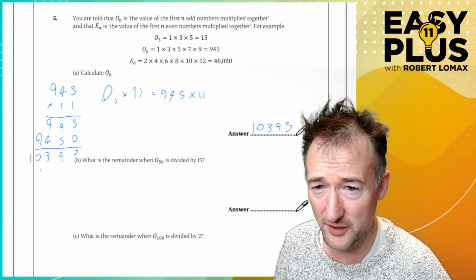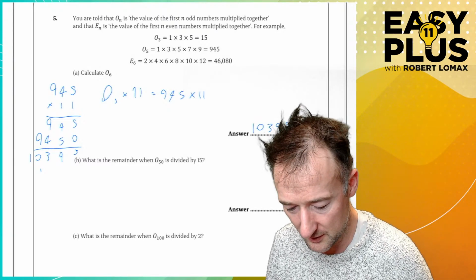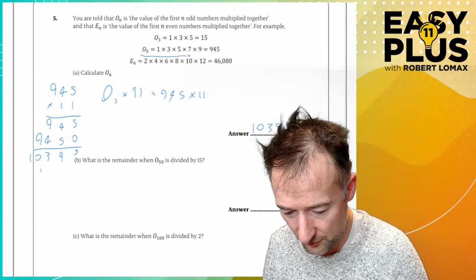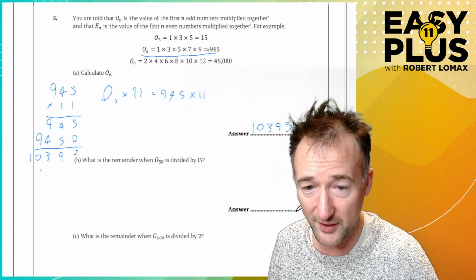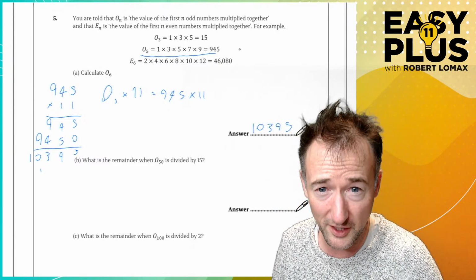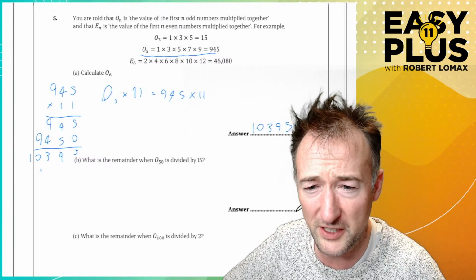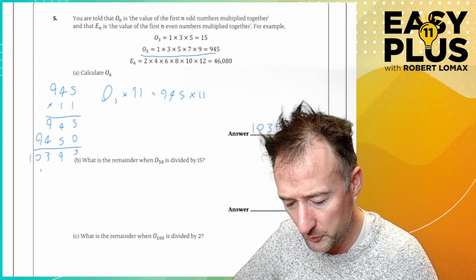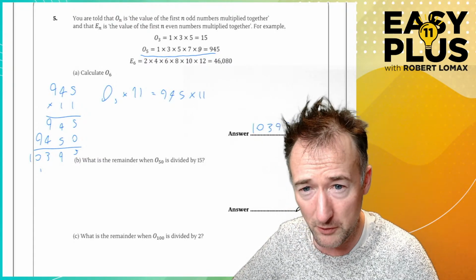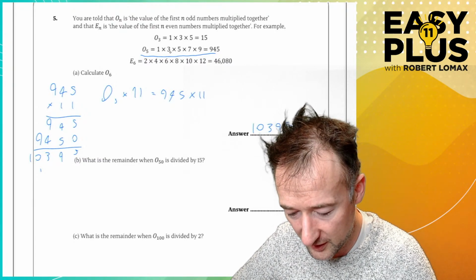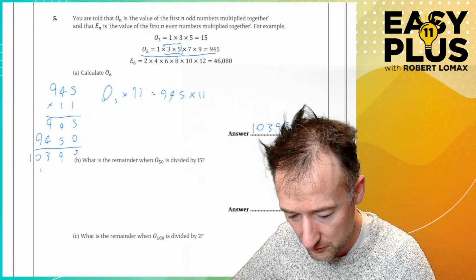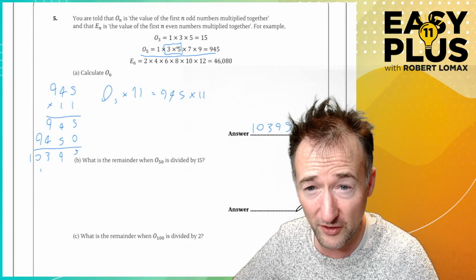Let's think about these numbers. So O50 is going to be O5 times 11 times 13 times 15 times 17 times 19 times 21 and so on. If it's divided by 15, well, what do we notice when we look at O5 up here at the top? We notice that it contains 3 times 5, which is 15.